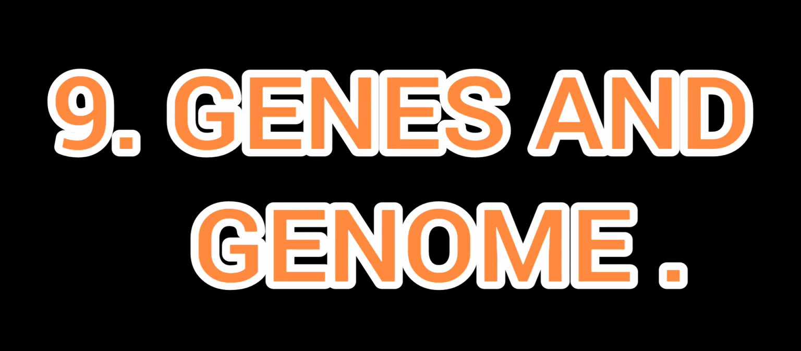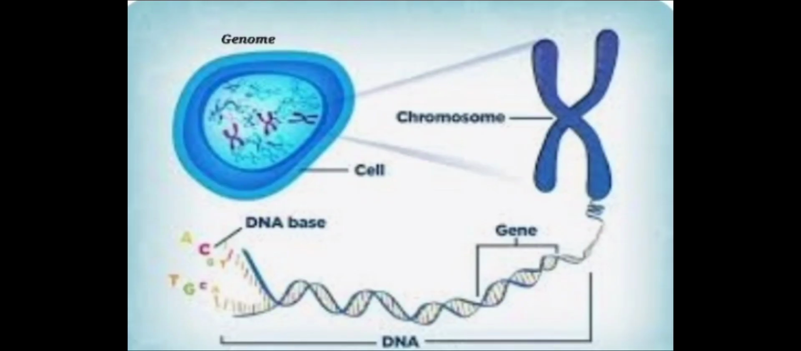Next, genes and genomes. Genes are specific parts of DNA that determine the hereditary characteristics, while the genome is the full complement of DNA, including genes and the intergenic regions of an organism's chromosomes.